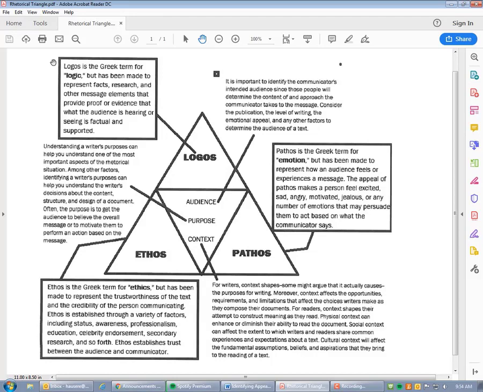We'll move on to pathos, which is a lot of times the easiest one to understand, maybe the hardest one to identify though. Pathos is the Greek term for emotion, but it has been made to represent how an audience feels or experiences a message. The appeal of pathos makes a person feel excited, sad, angry, motivated, jealous, or any number of emotions that may persuade them to act based on what the communicator says.